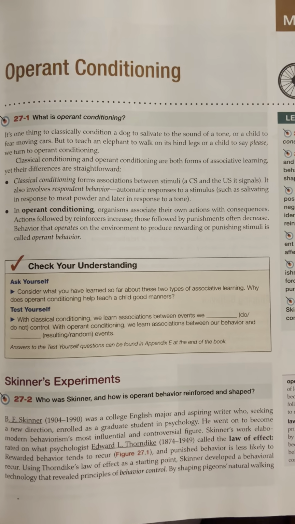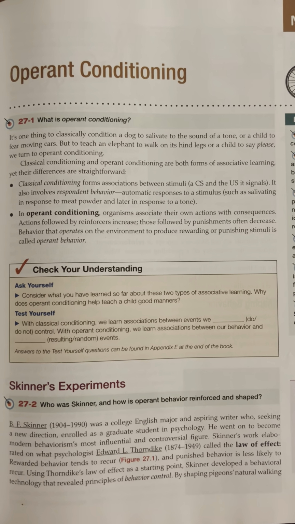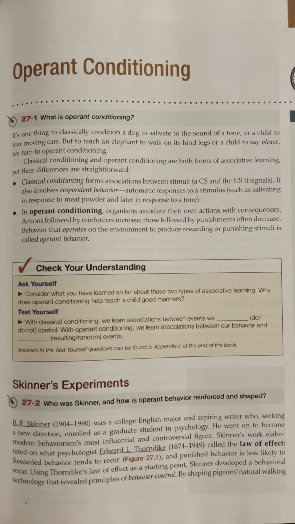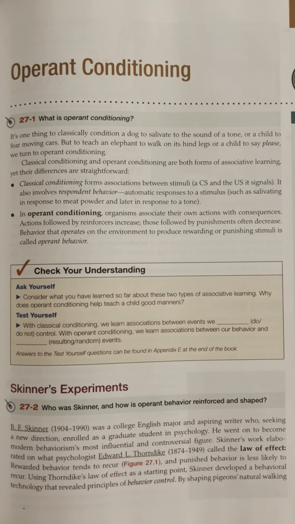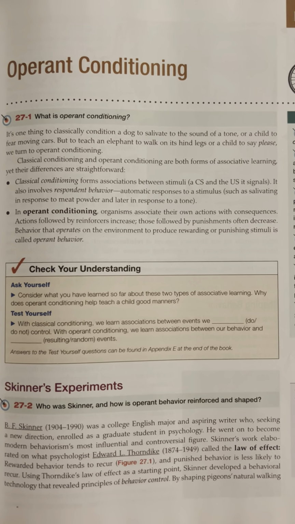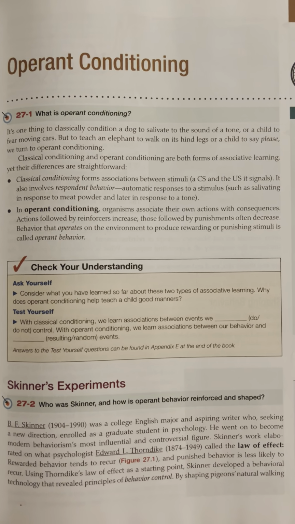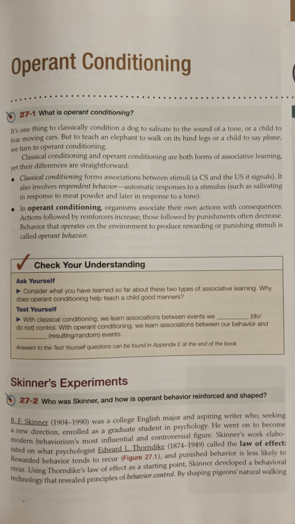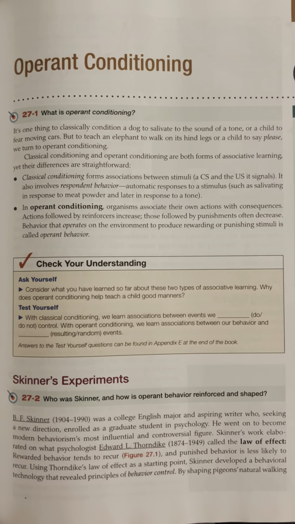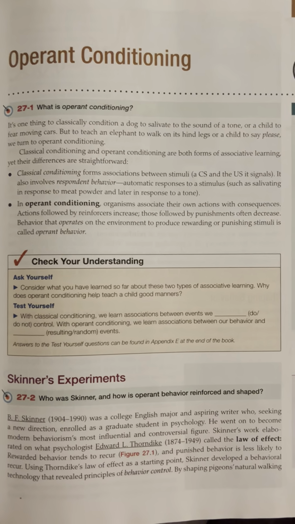Classical conditioning and operant conditioning are both forms of associative learning, yet their differences are straightforward. Classical conditioning forms associations between stimuli, a CS and the US it signals. It also involves respondent behavior, automatic responses to a stimulus, such as salivating in response to meat powder and later to a tone.